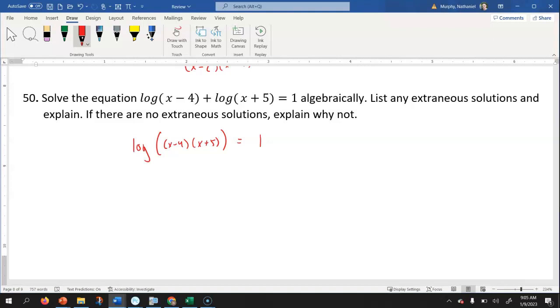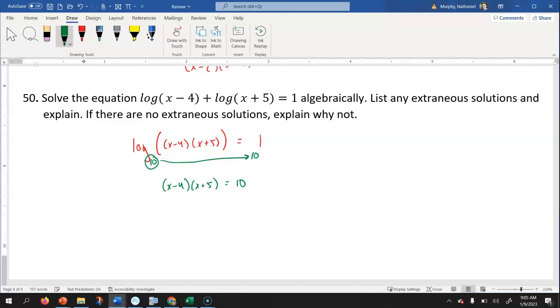So what we're going to do is put this in exponential form. Remember the base here, for this log, it's a common logarithm, so the base is 10. So I'm going to drag that over to the other side. So we'd have 10 to the first power, and on the left side, we'd have x minus 4 times x plus 5. On the right side, 10 to the first power would just be 10. And now I can multiply those together.